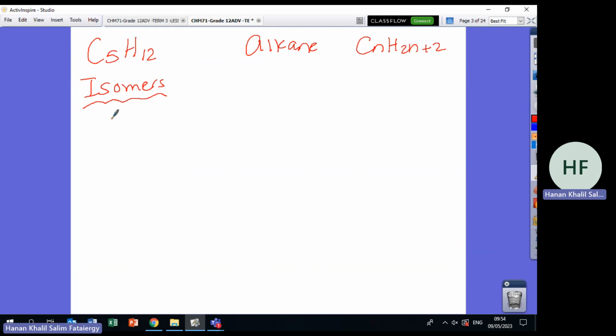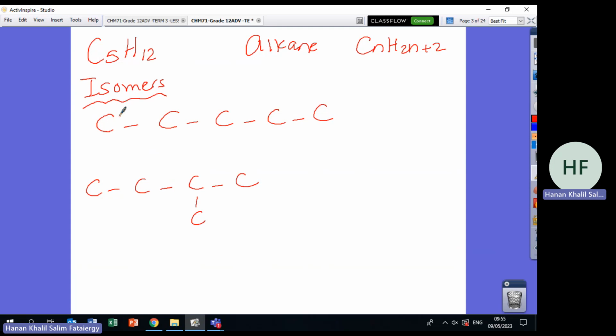The first and easiest way is to draw it as a straight chain: 1, 2, 3, 4, 5. Now I will do branches, provided I use only 5 carbons. So I will take this one and put it as a branch. I will say 1, 2, 3, 4, and I will put a branch here. So this one and this one are said to be isomers.